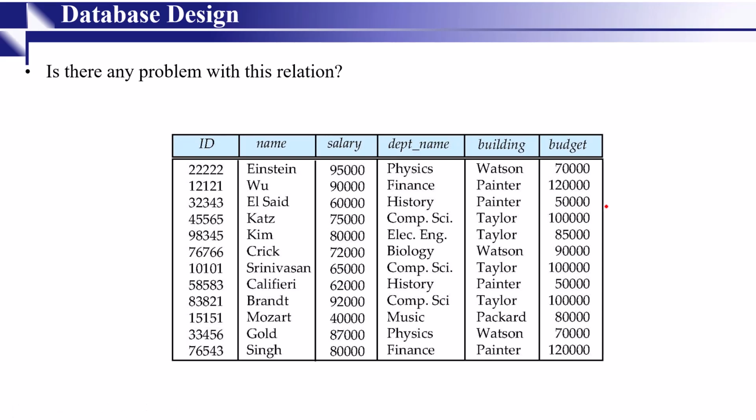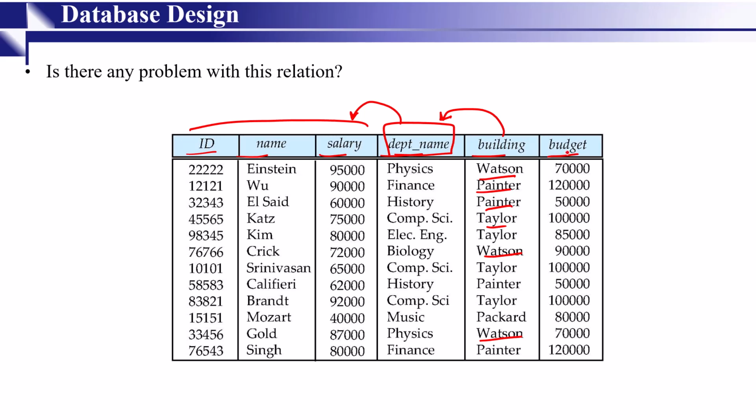Do you see any problem here? We have ID, name, salary of a professor, department name, building, and budget. Everything seems to be okay, but there is one problem. The department name refers to a professor, but building is more referring to a department exclusively, not a professor. That's why we have repetitive data here, right?